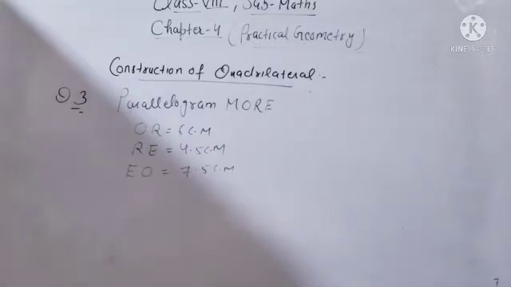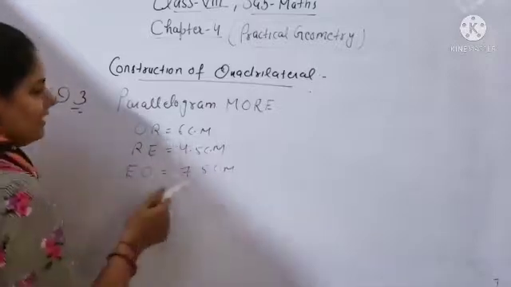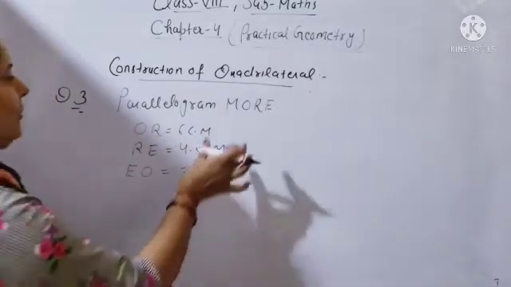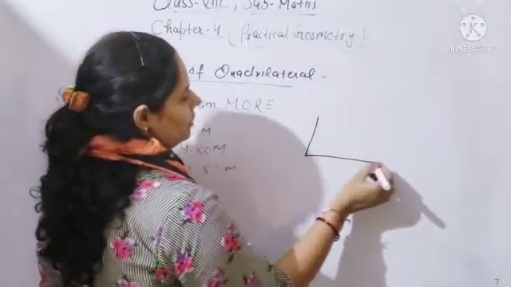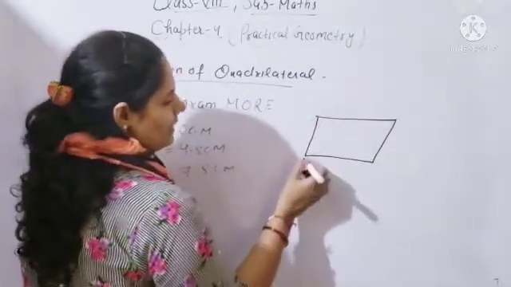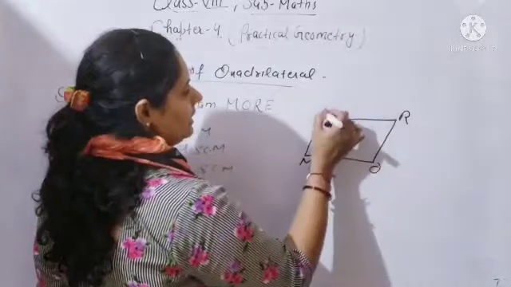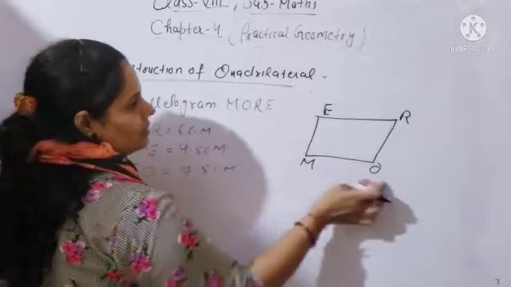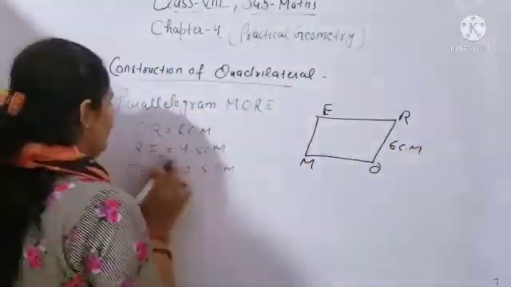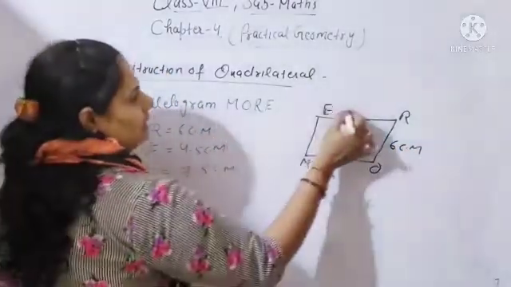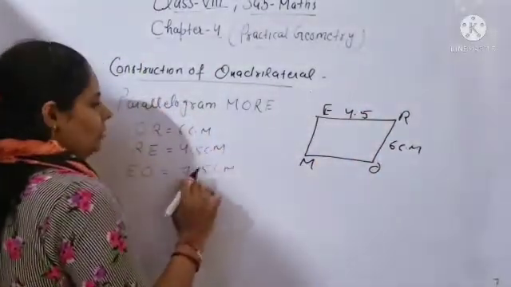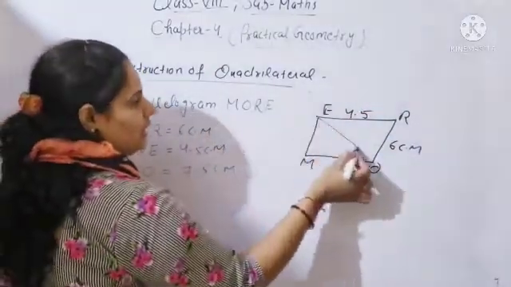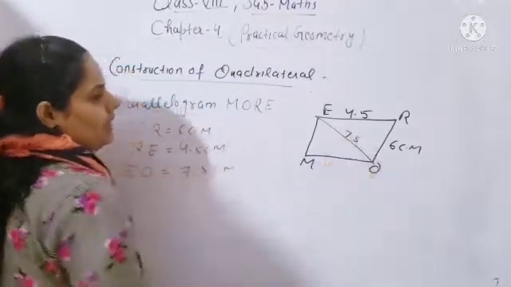Clear, beta? So in this question what you have to do, you will draw the parallelogram M-O-R-E, where OR is given 6 cm, RE is given 4.5 and EO is given 7.5. So parallelogram M-O-R-E. You can draw any parallelogram first. For example, M-O-R-E is a parallelogram. Clear? Where OR is given 6. So this one is 6 cm. RE 4.5. This one is 4.5. EO 7.5. This one is EO and this is 7.5 cm.